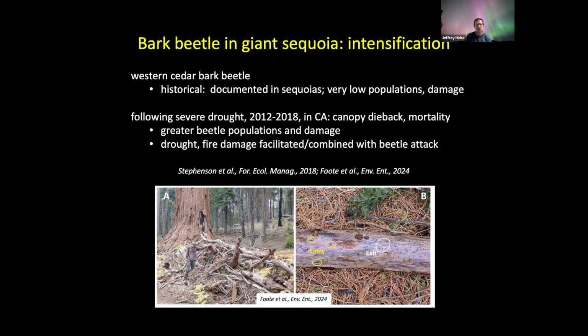So there's a lot of concern about this, not only because sequoias are iconic and people like to go and see them, but they also have a very limited population and range. And so it won't take much of a disturbance event or mortality event to knock back populations pretty significantly.